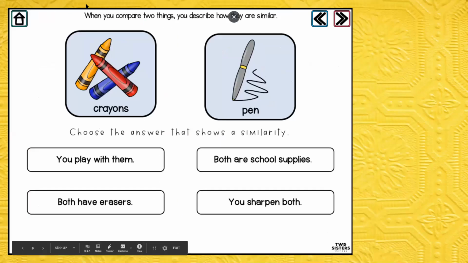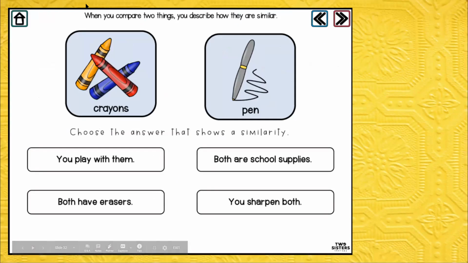Let's take a little time. I want you to pause the video here to answer these questions. It says, when you compare two things, you describe how they are similar or the same. Choose the answer that shows the similarity. What's the same? So here we have crayons and we have a pen. What's the same about both of these items? Pause the video here and shout out your answer.